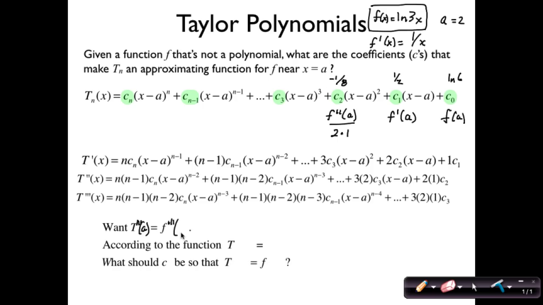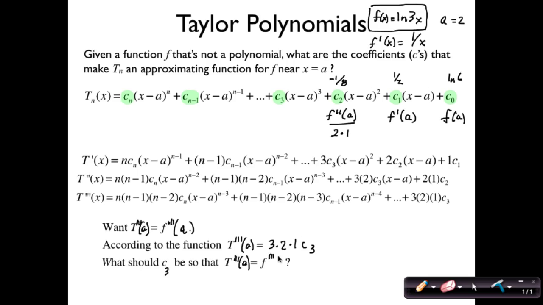We want it to be. We want to get everything right that we can at the center point. So we want it to be the third derivative of the function at a. And according to the function, what is the third derivative at a? Yep, 3 times 2 times 1, C3. Because when you plug in a to all these, they're all 0. So what should C3 be?